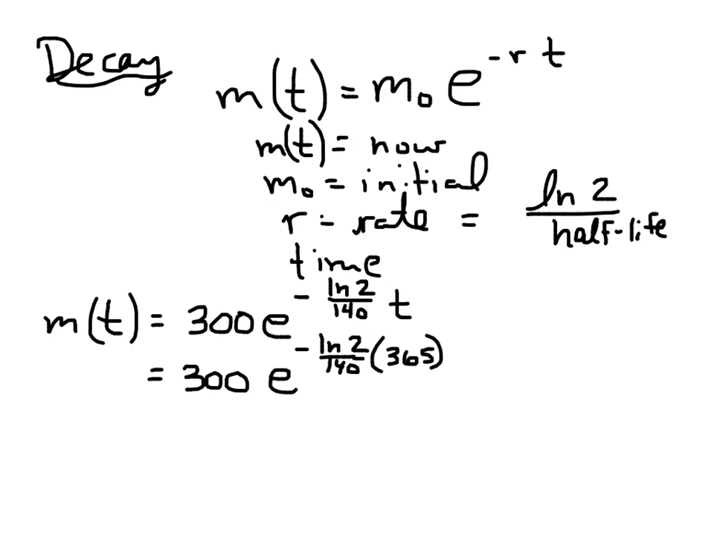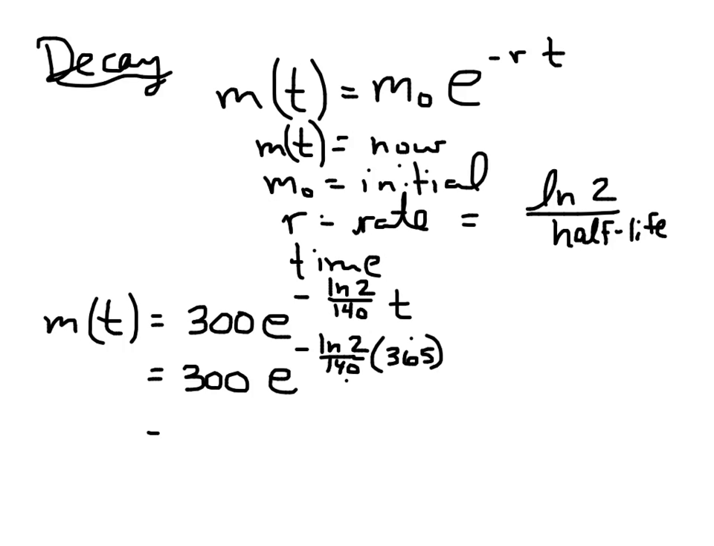I can't say it's not the same as the year or something like that. Those two units of measurement, when we talk about half-life and time, have to be in the same units. So for instance, when it said 140 days, that's why I had to put 365 there instead of 1.